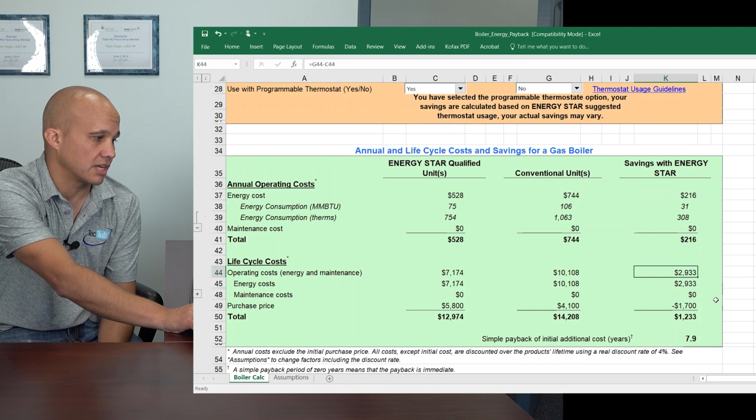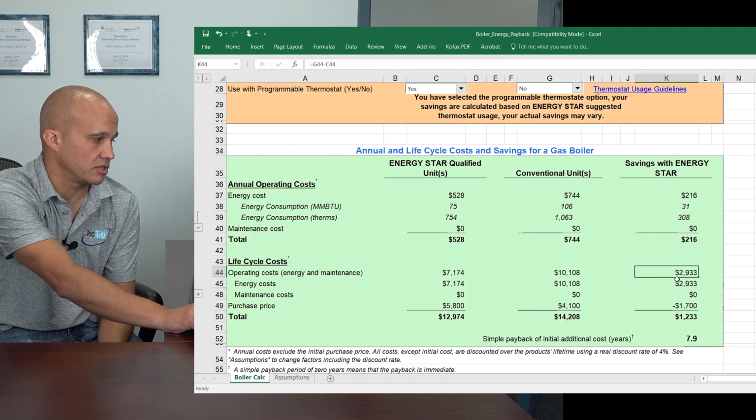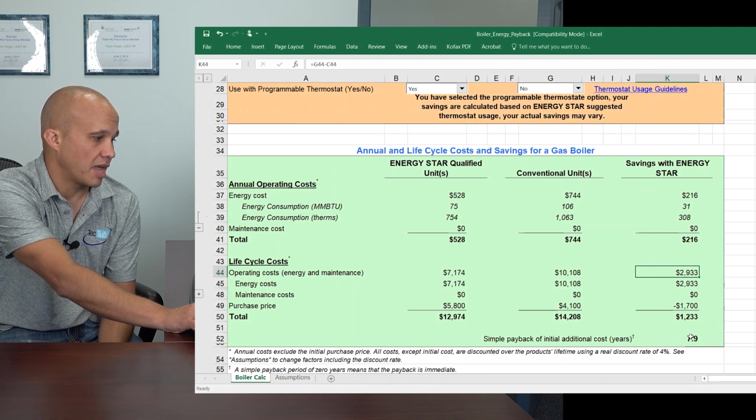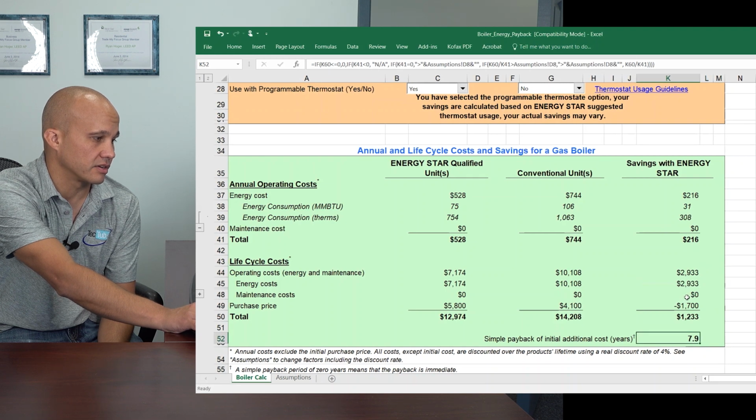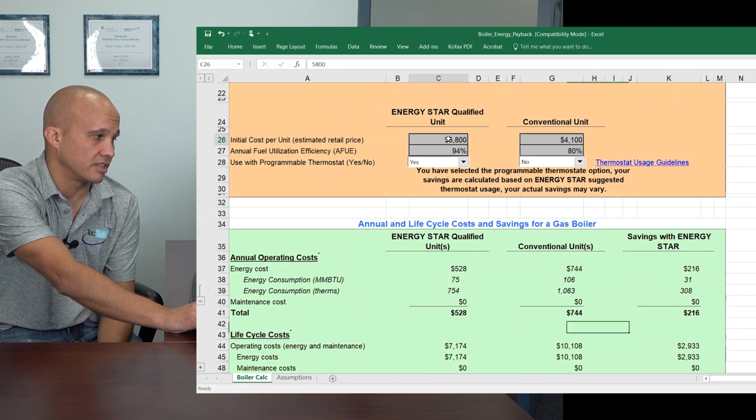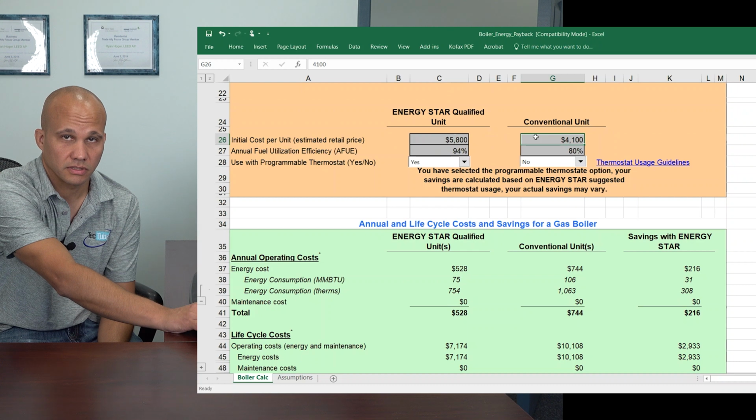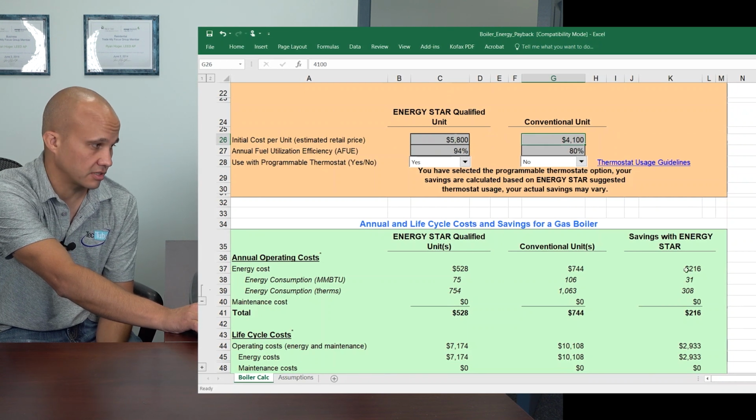But over the course of time, that's going to be almost $3,000 in utility gas savings. The payback in this case is 7.9 years. The payback is obviously based on the first cost difference and the energy savings. Those things come into play.